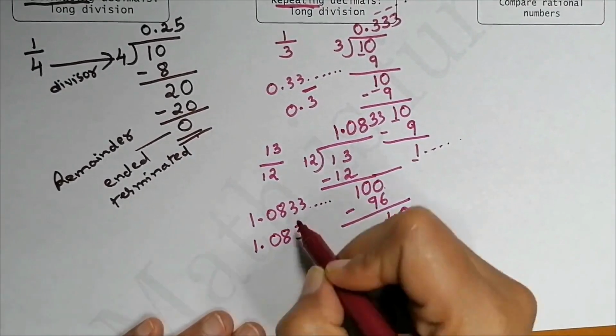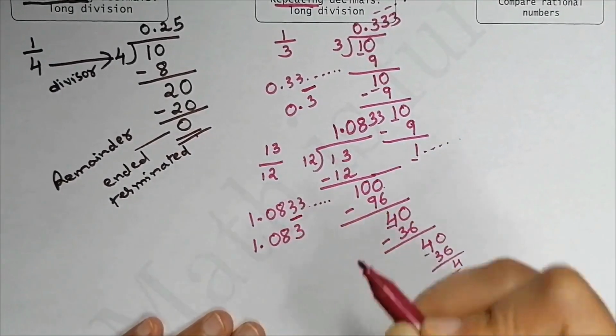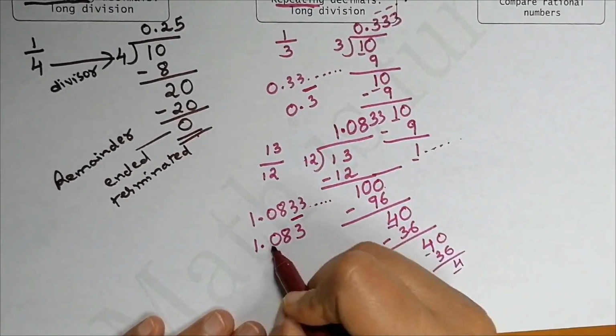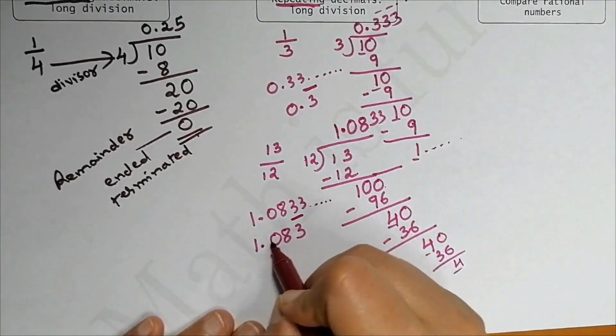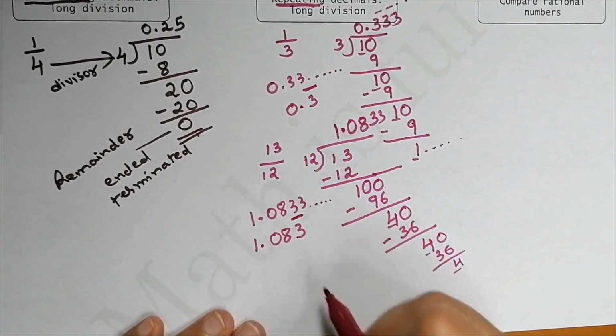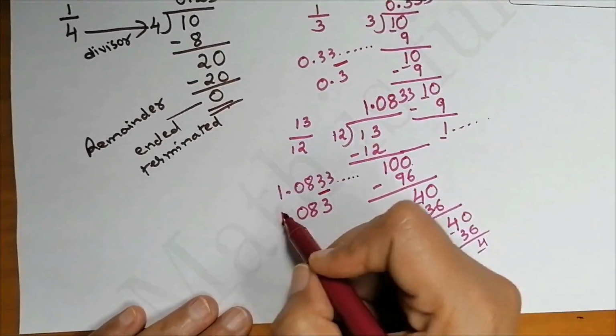Nope. We'll put the bar only on 3 because that's the only digit that's repeating, right? 0 and 8 did not repeat, so we don't put a bar on them. We put the bar only on the digit that repeats, okay? Let me give one more example.